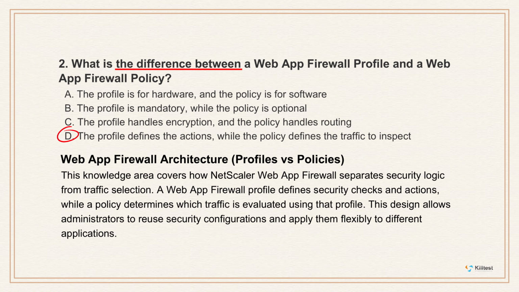So I could build the most robust security profile in the world, super strict, blocks everything, but it sits there doing absolutely nothing until a policy points traffic at it. Exactly. And that separation is powerful. It means you can have one profile for your high-security banking app and a completely different, looser profile for your public marketing blog, all running on the same box. The policies act as the traffic cop, deciding which profile gets applied to which user.